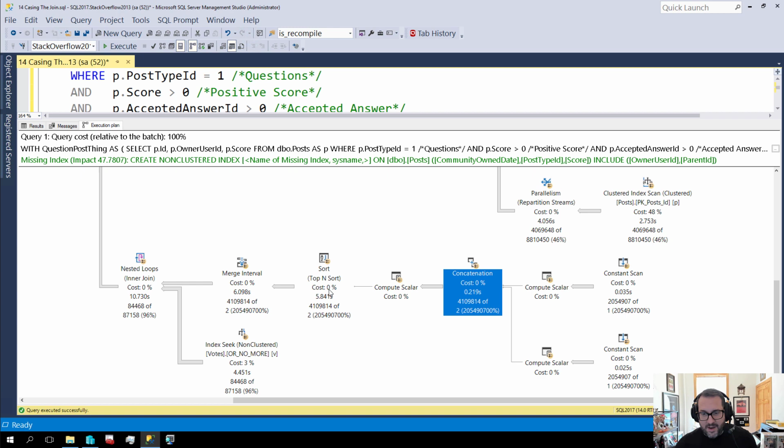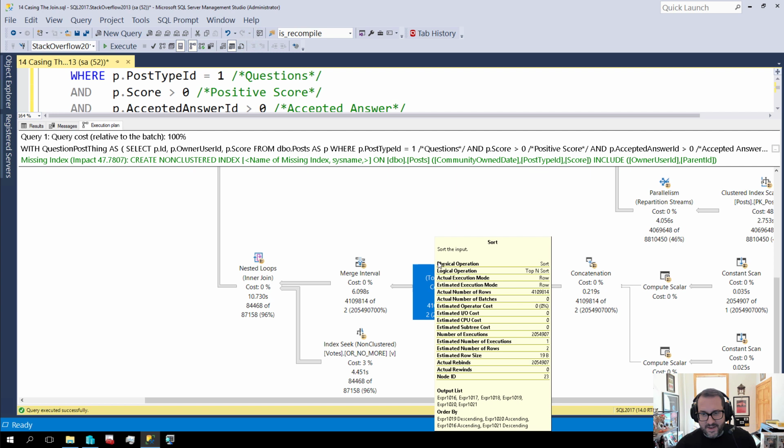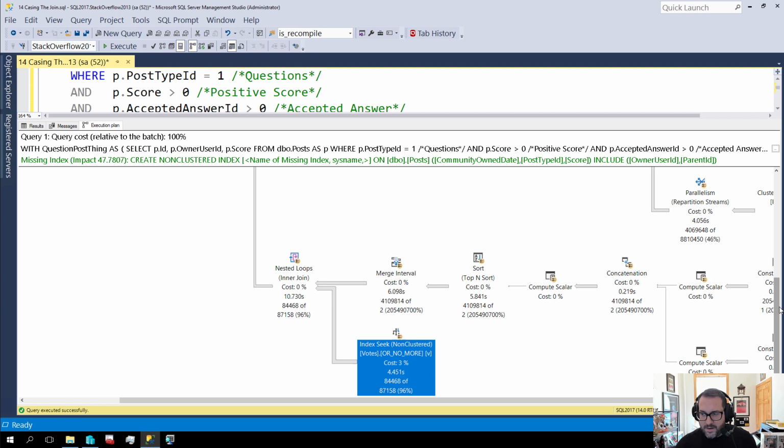And we have that again here. We spend about 6 seconds sorting 4.1 million rows. You can see that happening, those order bys, right? Fun stuff. And then we spend another 200 or so milliseconds trying to merge things together, and we do a pitiful job there. And then with this index seek right here, this doesn't just happen once, of course. This happens 4.1 million times.